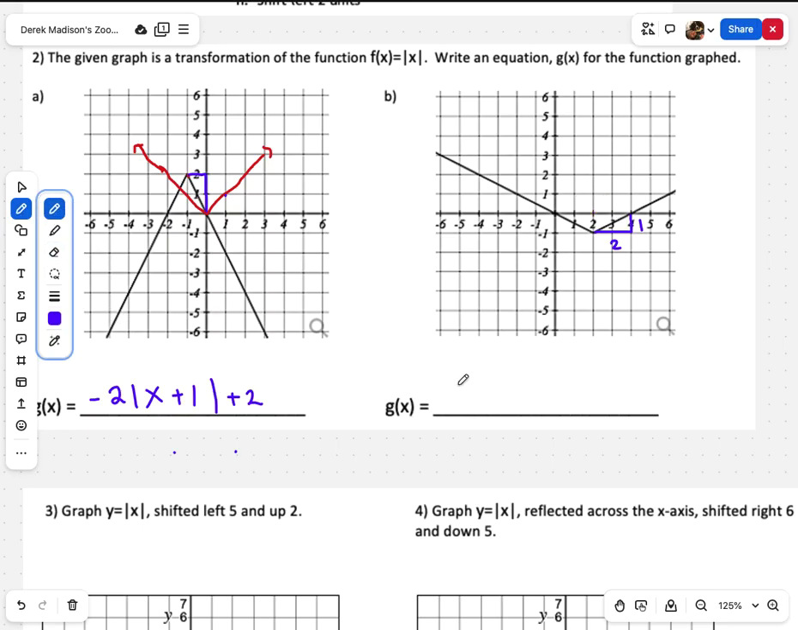So here we'd have g of x equals 1/2 absolute value of x, and this has been shifted right 2, so that'd be a -2 on the inside, and down 1, so a -1 on the outside.